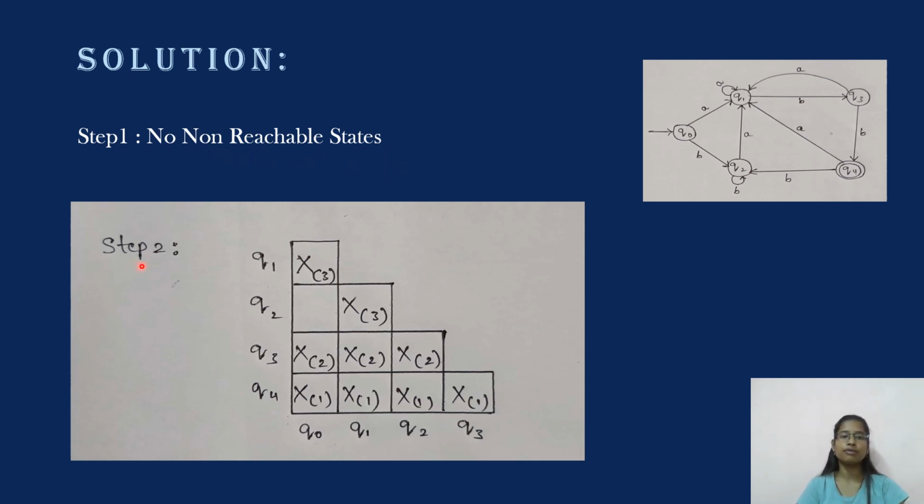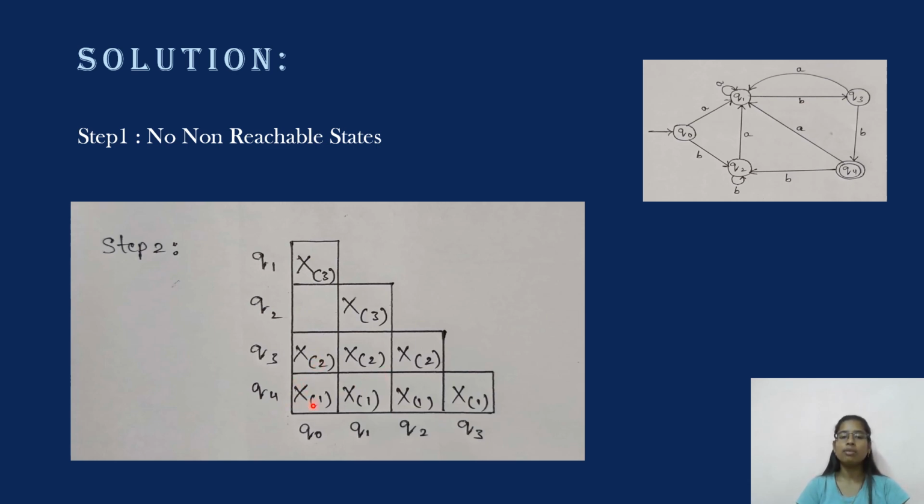Next is step 2. We should create a table. Here, horizontally we should eliminate the last state Q4, we should not mention it, and vertically we should not mention the first state Q0. Now we should mark X symbols.